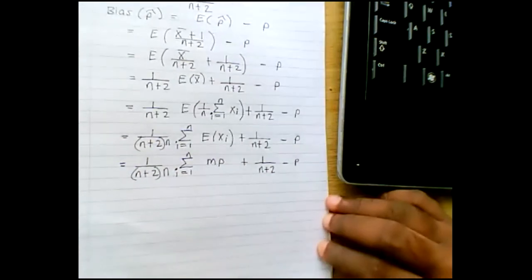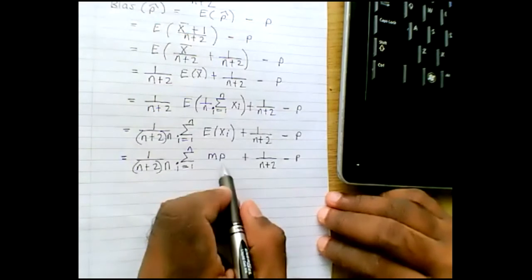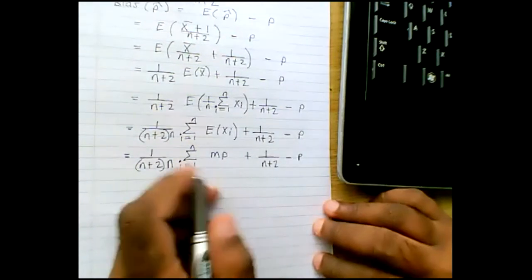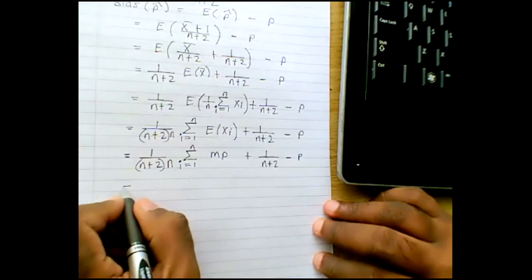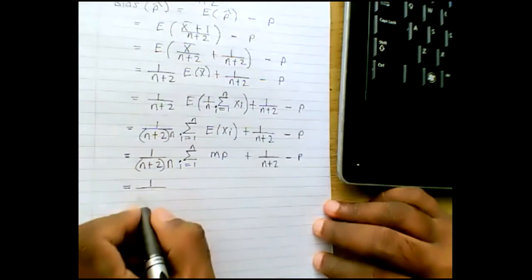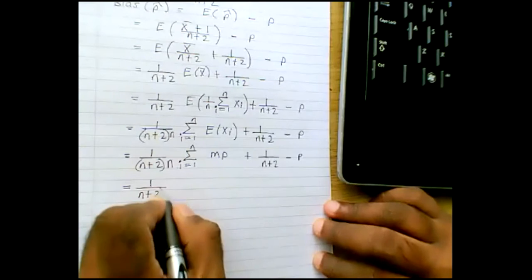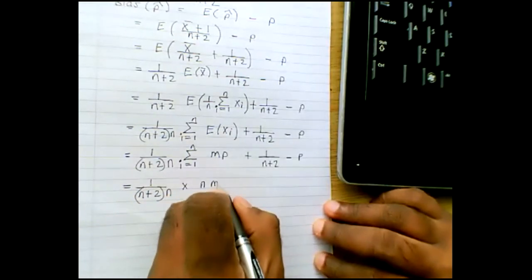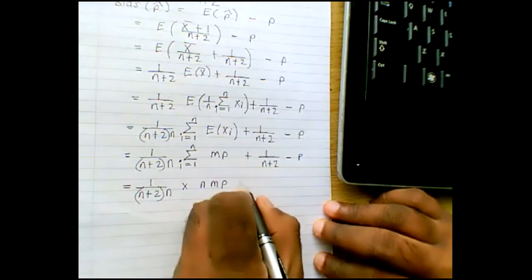Now m times p is a constant with respect to i, and the sum of a constant is n times the constant. So this is n times the constant, which is mp.